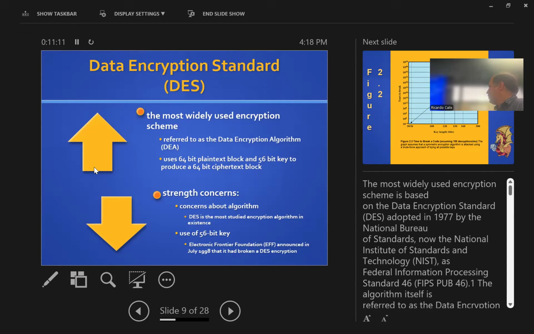Strength concerns about the algorithm. DES is the most studied encryption algorithm in existence. So remember, there's no security through obscurity. Instead, we study the algorithms, right? In fact, you have competitions or conferences where you try to break these every year. There's a very famous conference called the RSA conference, right? So what do you think you're trying to do there? Break RSA. All right. Yeah, so you can see there, it was announced that in July 1998, DES had been broken via brute force.